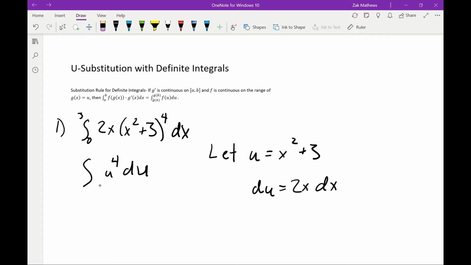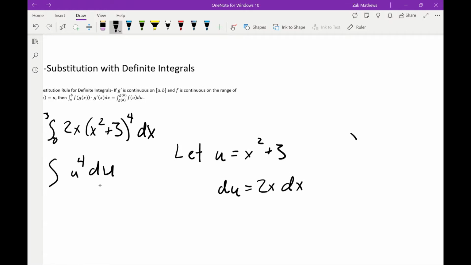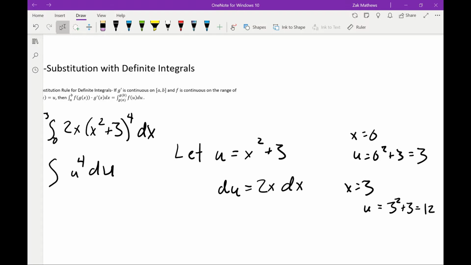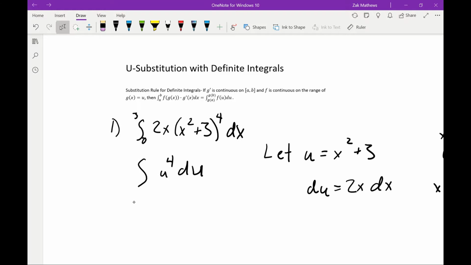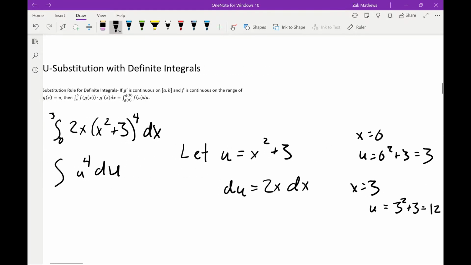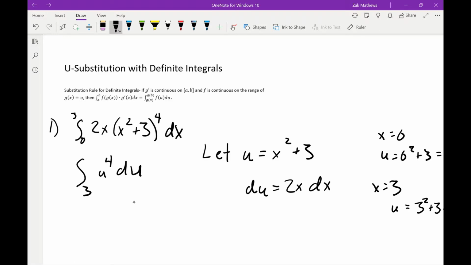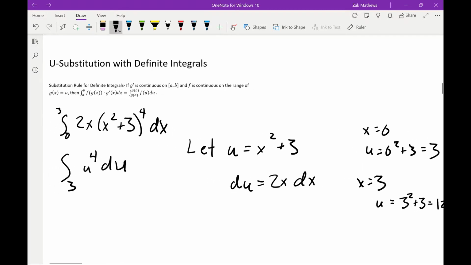If we think about the 0 and the 3, that's an x equal to 0 and an x equal to 3. We can plug those in for our u equation. u would be equal to 0 squared plus 3, which is equal to 3. And then we would have u equal to 3 squared plus 3, which is 12. So I can come back here and we want everything in terms of u. This x value of 0 corresponds to a u of 3, and the x value of 3 corresponds to a u value of 12. And so I can make that replacement. And then these two things are still equal to one another.